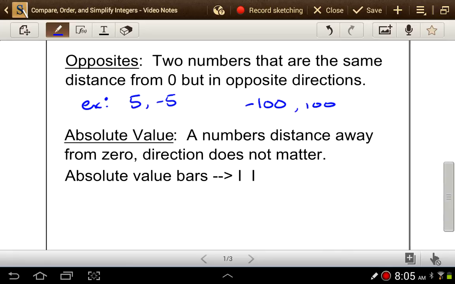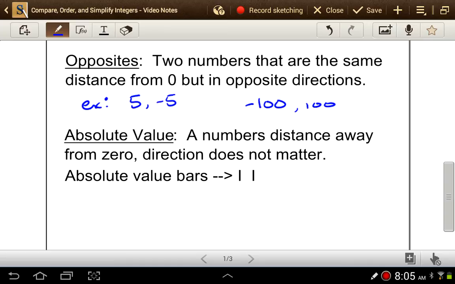Next, we talk about absolute value. Absolute value, guys, is just a number's distance away from zero. Direction does not matter, so we're just counting how many places away from zero it is. Now, we use these things called absolute value bars, the two little bars that go up and down. Those are called absolute value bars.